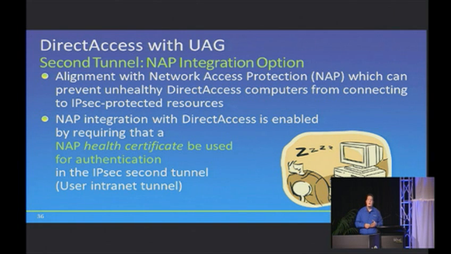Then the second integration that you can do, if you want a little bit stronger or more secure infrastructure, is the NAP integration. The NAP integration is used so that the NAP health certificate is used to authenticate the second tunnel. So for the first tunnel we are using computer certificate, computer account. For the second tunnel we are using smart cards and health certificates from the NAP service. So that's also a pretty solid way to make sure that the management is working, and when the user is using DirectAccess, we know that the user is that user, and also that the computer is in a pretty good state.